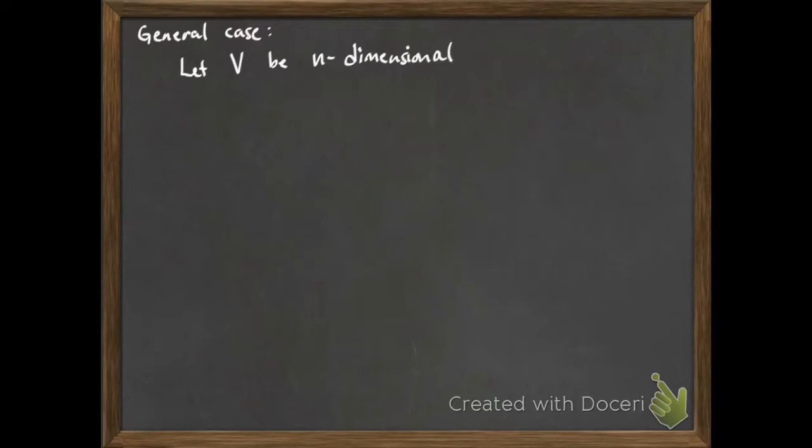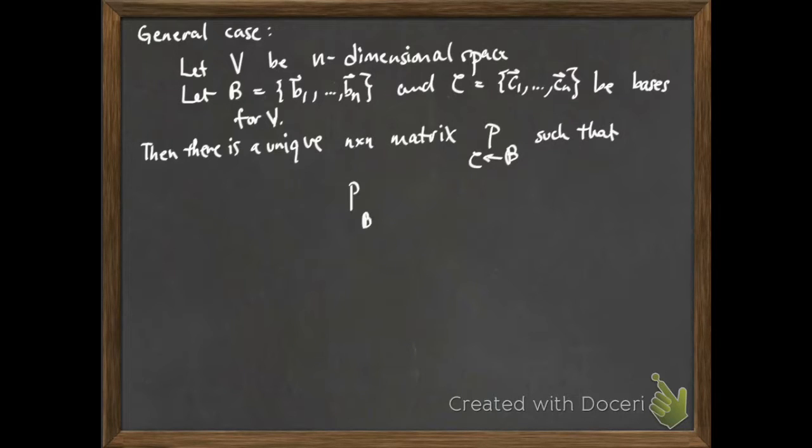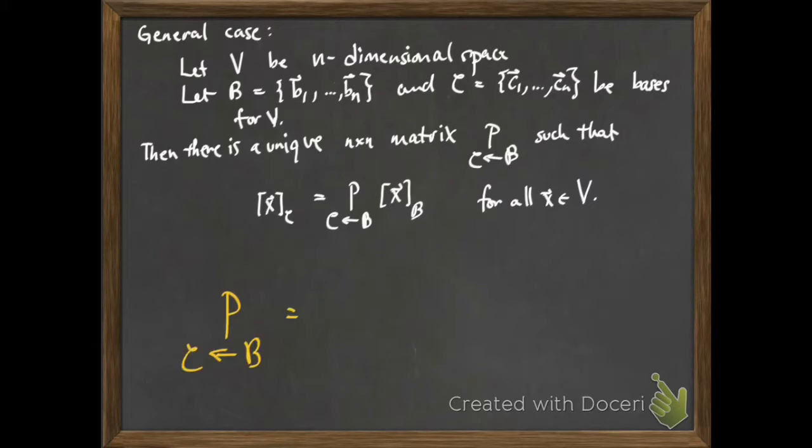So let's look at the general case now. If I have an n-dimensional vector space V with basis b1 up to bn and another basis c1 up to cn, then there's a unique n by n matrix, we'll denote it the same way, P from B to C, that has the property that the c-coordinate vector of x is equal to this change of basis matrix times the b-coordinate vector of x for all vectors x in V.